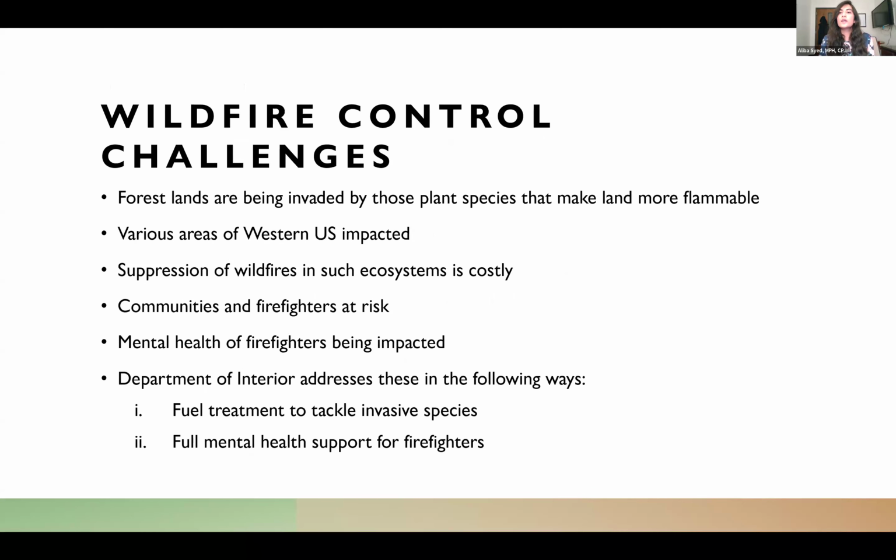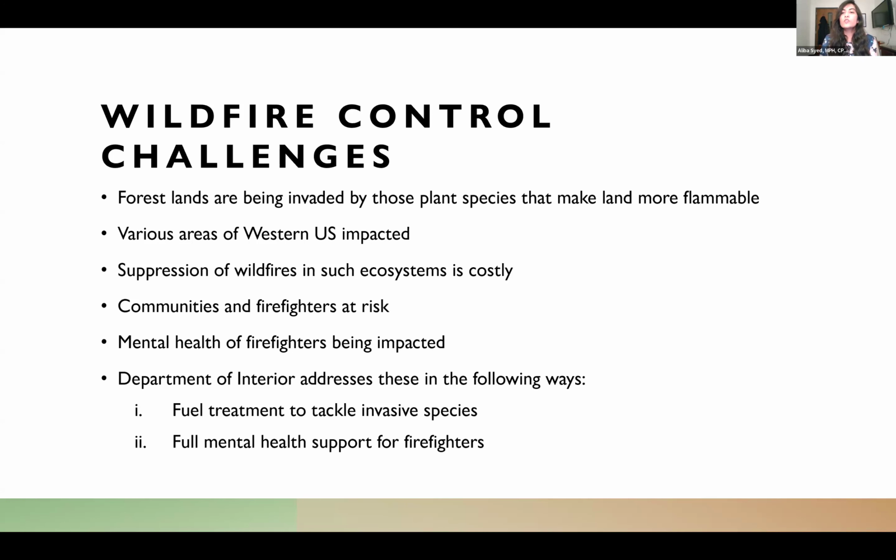Let's understand the challenges that come with controlling wildfires. The US Department of Interior manages large tracts of forest lands, of which many are of importance to certain tribal communities. Wildfires have devastated such lands, killing lots of native species belonging to such forests. Not only are such native species being lost, but invasive ones are thriving, which make the landscape even more flammable. In fact, such invasive plants are impacting various areas of the western US. This results in an increased amount of wildfires, and suppressing wildfires in such ecosystems can become costly.